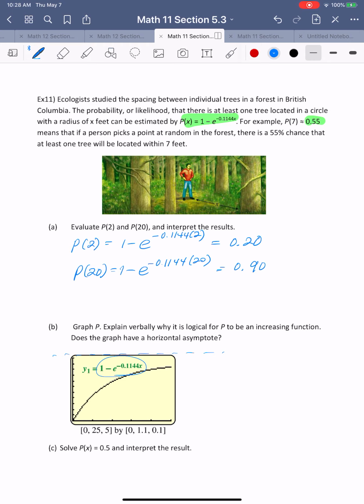For the third part, we are now looking for the distance at 50%. Which means P of x is 0.5, which is half. So about how much is that? Half is about here, so you just need to find out what number that is. If you use a graphing calculator and set P of x equal to 0.5, then x is about 6.1, so at about 6 feet away you have a 50% chance to contain at least one tree.